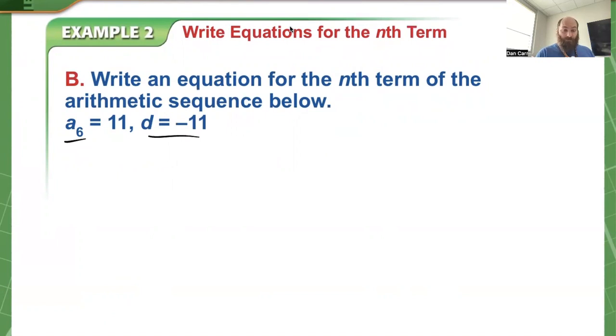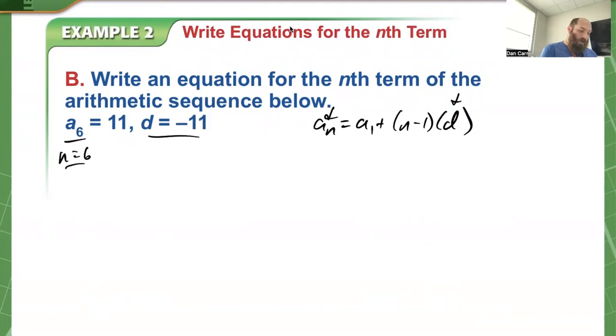I don't have my a sub 1 here, but I do have that n equals 6. And if I go to my formula, I could fill in a lot of information here. So I would do a sub 1 plus n minus 1 times d, right? I actually have n, which is 6, and I have a sub 6. So I can replace this and replace my d with a negative 11, and I could solve for a sub 1. Okay, so if I do that, I'm going to have a sub 6, which is 11, equals a sub 1 plus 6 minus 1 times a negative 11.